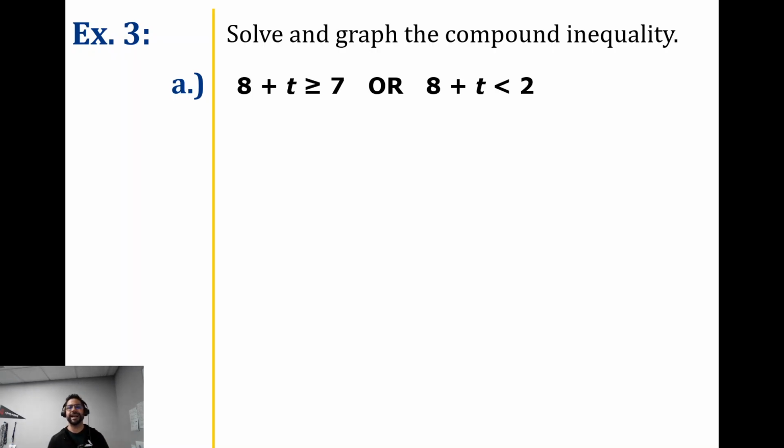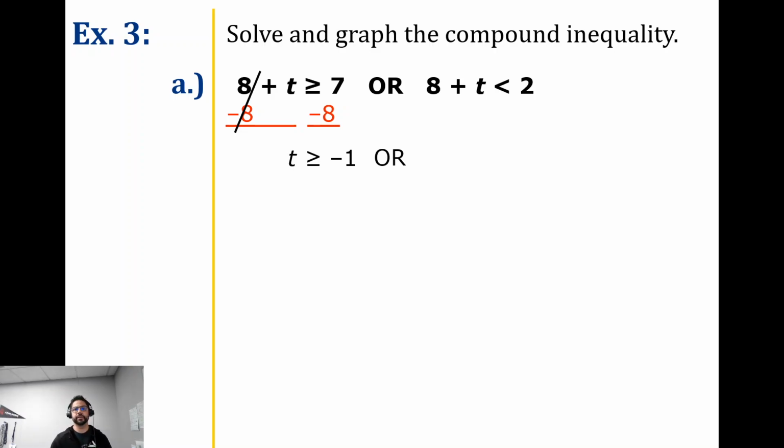Our goal again is to isolate the variables. So if you notice the first one, it says 8 plus t. So I'm going to go ahead and subtract 8 from both sides. T stays as it is. So t is greater than or equal to 7 minus 8. Well, that's negative 1. Put the OR part of your statement in the middle.